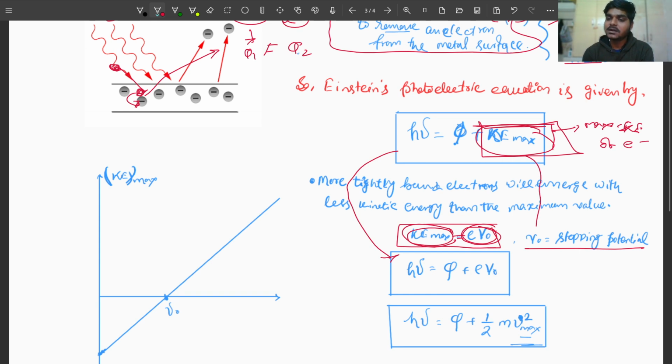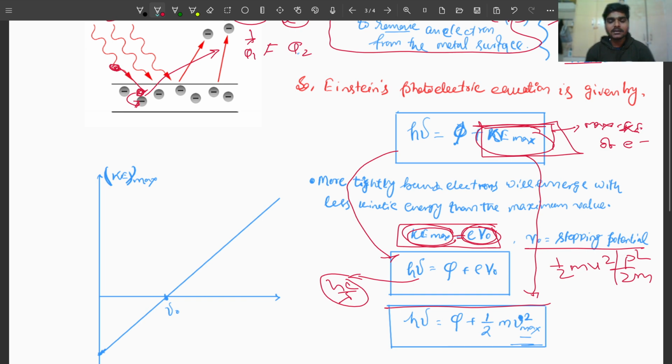And if we want to write it in terms of half mv square, as we know that kinetic energy is equal to half mv square or p square by 2m, then we can also write it like this. And we can also write it in terms of wavelength. We can substitute h nu is equal to hc by lambda whenever we need in our numerical problems.